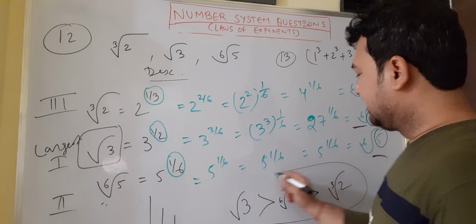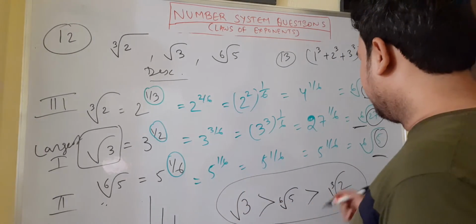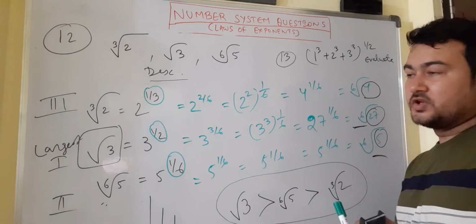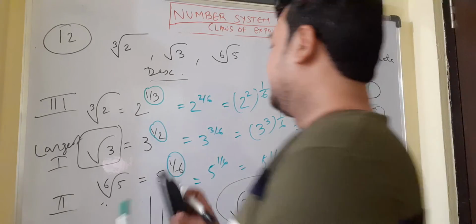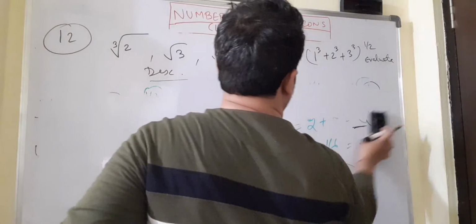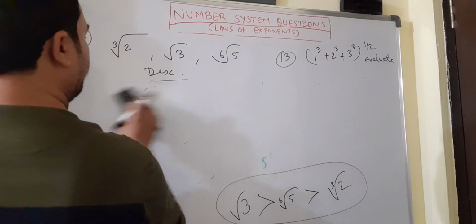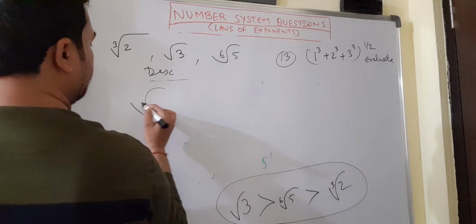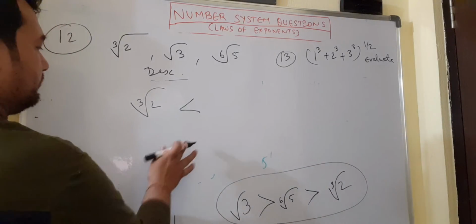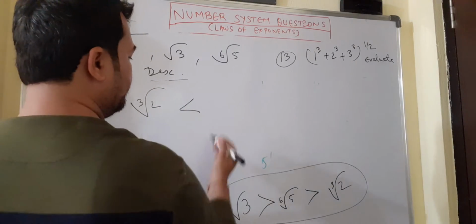So in this way you have got the solution. Largest, then smaller, then smallest. So this is descending. If you were asked to arrange it in ascending order, it will be the opposite of it. First you will write cube root of 2. It is the smaller one. The larger one will be hitting its arrow on it.